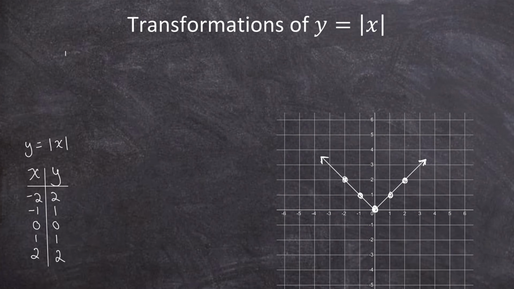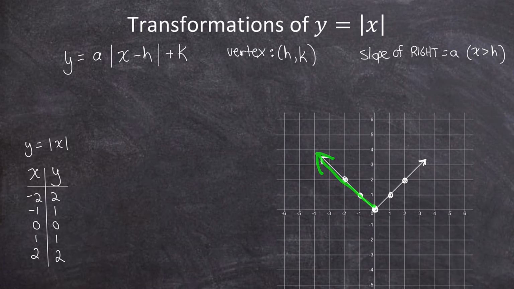So a transformed absolute value function has this format: a times the absolute value of x minus h, plus k, where these h and k parameters tell us where the vertex or the corner of the absolute value function is. And another thing to note is this a value actually tells us about the slope of the function. To the right of the vertex, so when x is greater than h, the slope of the function is going to be equal to the a value. But the left side of the function, so when the x value is less than h, the slope is actually going to be the opposite of a. It's going to be negative a.